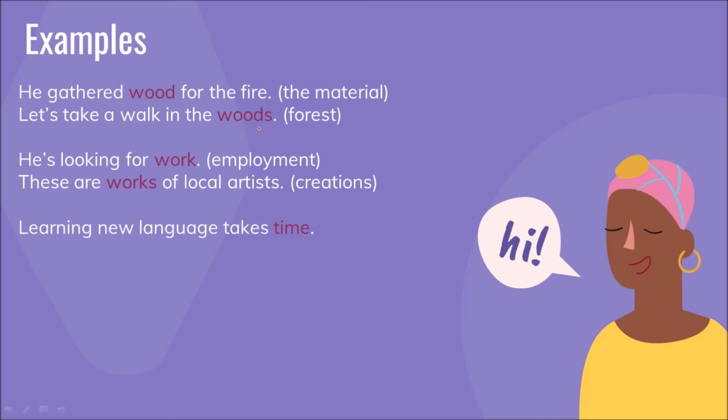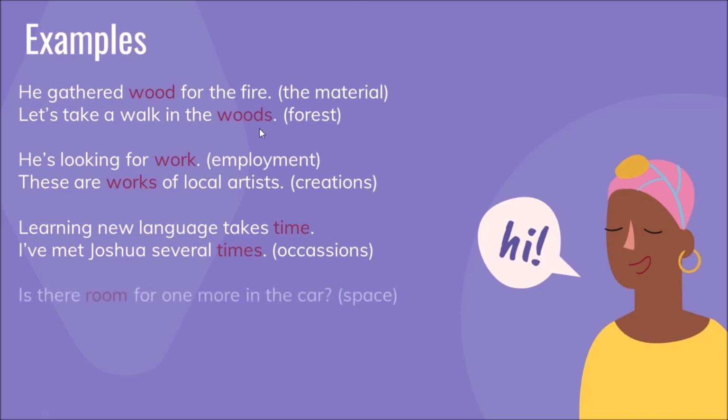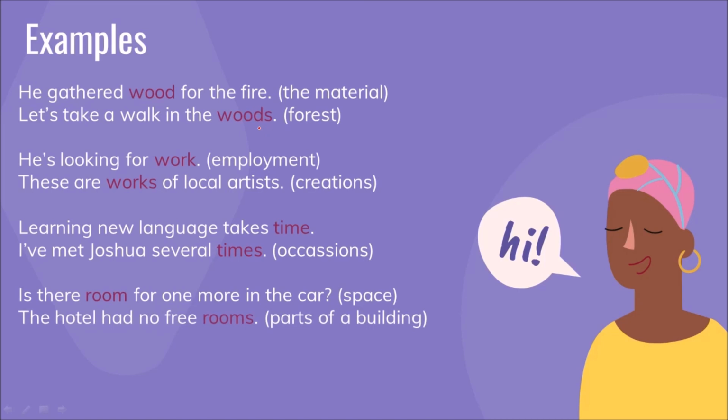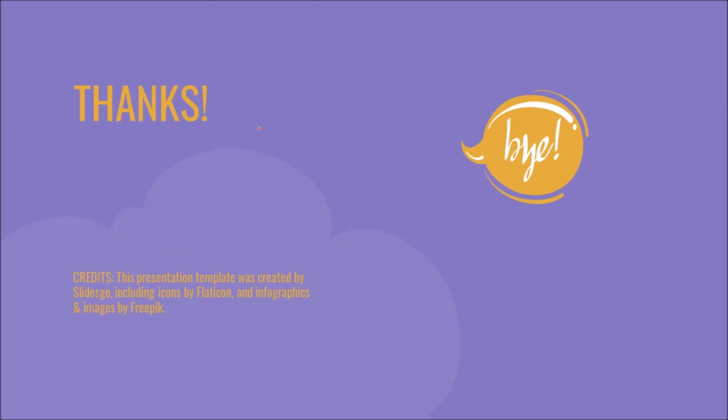And we've got many, many more examples. Learning a new language takes time. It's uncountable. But if we use it with the meaning of occasions, several times, it becomes countable. Is there room for one more in the car? It means, is there enough space? We cannot count the space. Therefore, it's uncountable. The hotel had no free rooms. In this case, it doesn't mean space. It means parts of a building. And we know that we can count the rooms inside of a building.